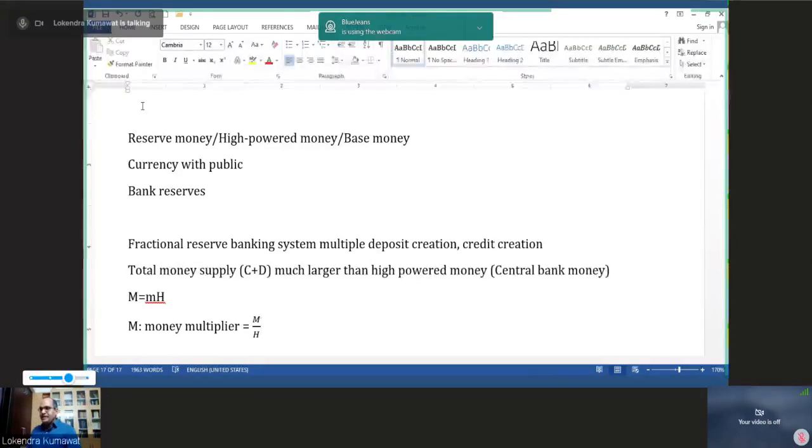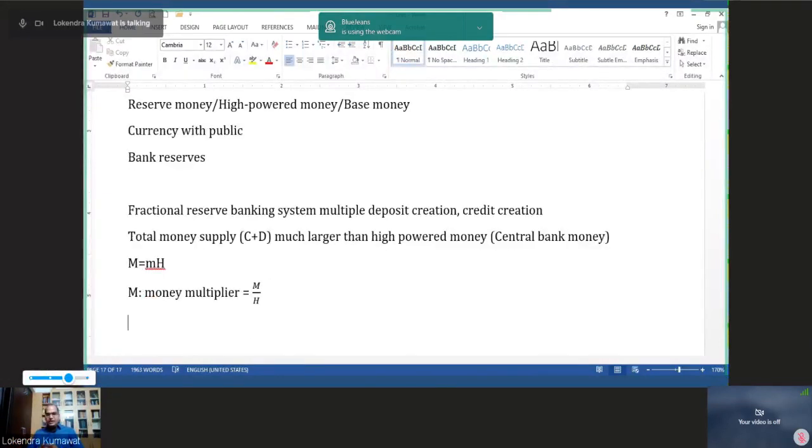Now, we have already studied the process of the money multiplier, so we can easily understand the factors which determine the money supply on the basis of the discussion that we have held so far. First of all, you can see there are three parties involved in this process of creating money. One is the central bank.